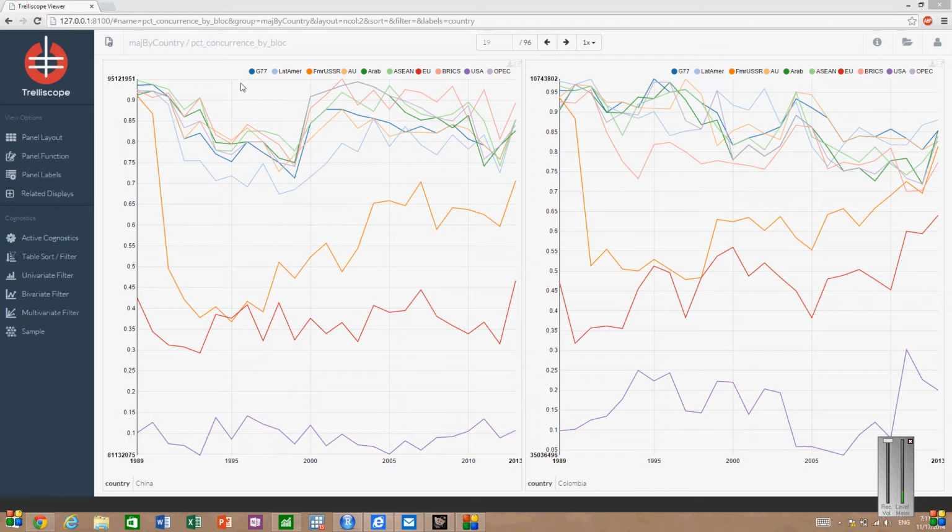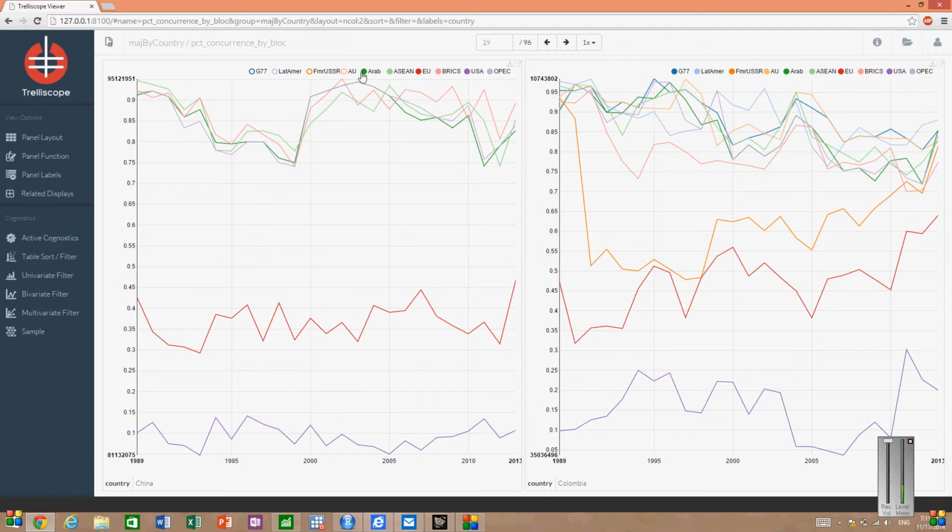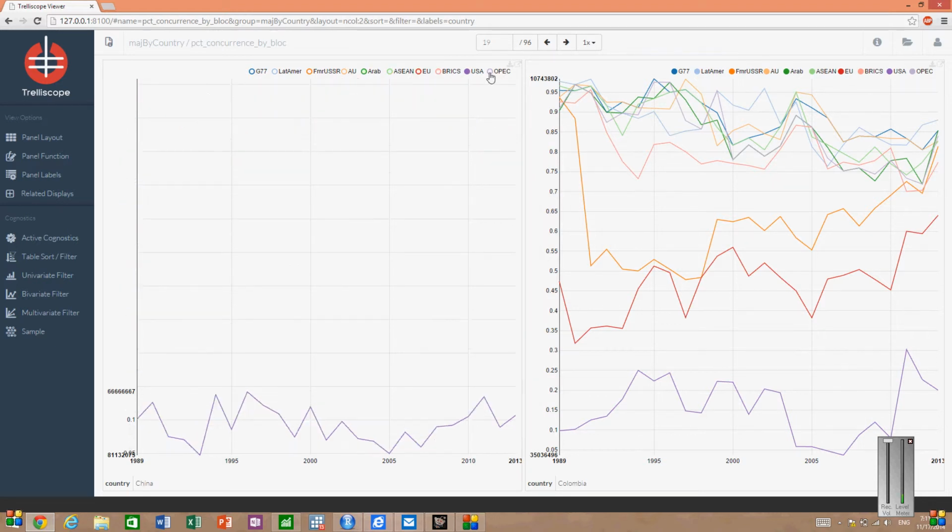We have included blocks such as the G77, Latin America, the former USSR, the African Union, Arab states, ASEAN, the European Union, BRICS, the United States, and OPEC. Using this display, we can both select and deselect any of these blocks to compare just a couple to each other or to view one in isolation.